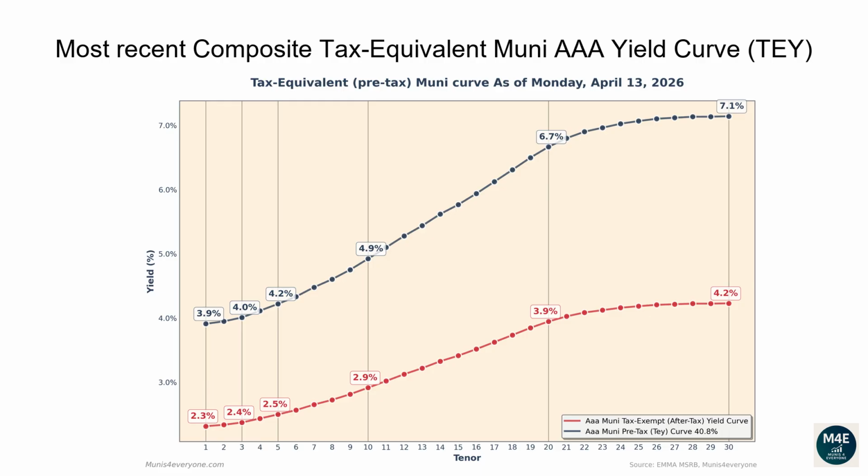The one-year tax-exempt yield is 2.32%, corresponding to a 3.92% tax-equivalent yield for investors in the top tax bracket. The two-year tax-equivalent yield is 3.95%. The 5-year tax-equivalent yield is 4.22%. The 10-year tax-equivalent yield is 4.92%. The 20-year tax-equivalent yield is 6.67%. The 30-year tax-equivalent yield is 7.14%.